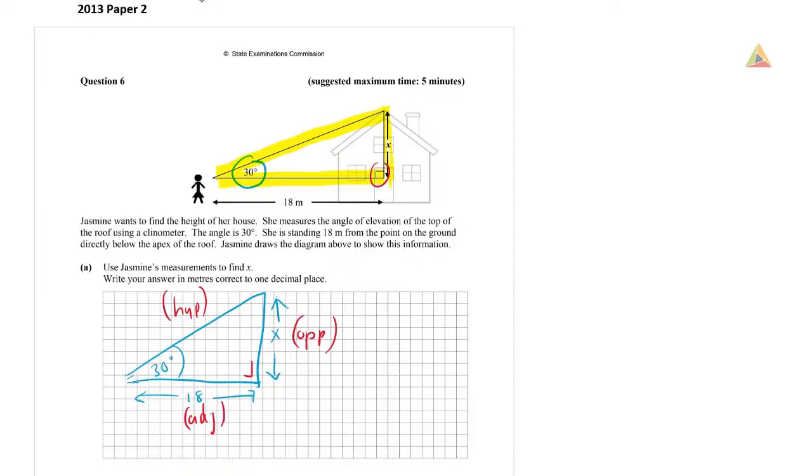Now we are being asked for x, which is the opposite. So we need a formula with opposite in it. We don't have what the hypotenuse is, but we do have what the adjacent is. So we need a formula with O and A, and that's going to be tan. So the tan of 30 is the opposite over the adjacent. So we just fill in what we have. So the tan of 30 is equal to the opposite, which is x in this case, over the adjacent, which is 18.